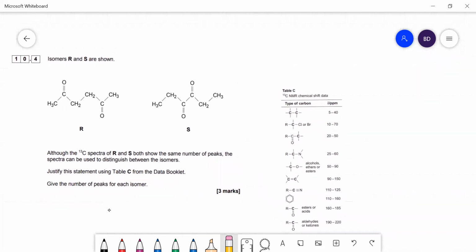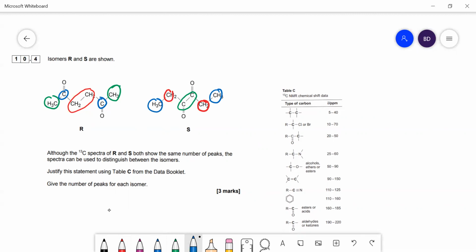Okay, so let's see how many peaks for each isomer. This one, those two are the same, those two are the same, and those two are the same. So that's going to give you 3 peaks. For S, these two are the same, these are the same, and these in blue, these two are the same. So that will give you 3 peaks as well.